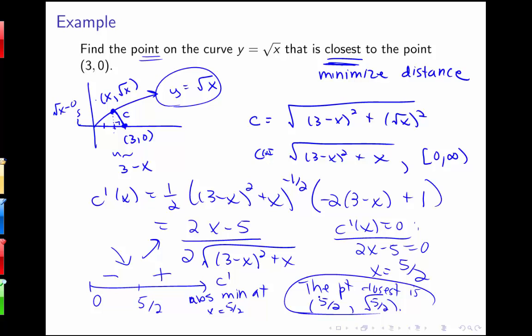Okay. So notice that depending on what kind of domain we have, that affects what kind of procedure we'll use to find our absolute min or absolute max.